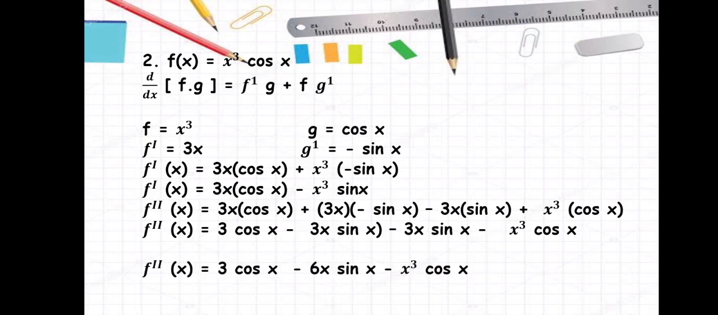Next, we're going to simplify. So our second derivative is 3 cosine x, then negative 3x sine x minus 3x sine x is negative 6x sine x, minus x cubed cosine x. So the second derivative of the function f of x equals x cubed cosine x is 3 cosine x minus 6x sine x minus x cubed cosine x.